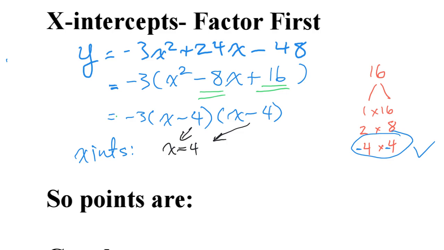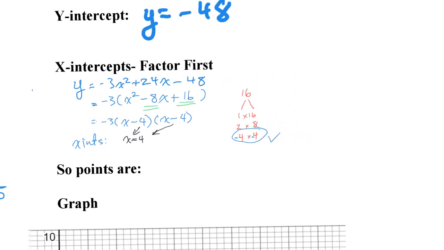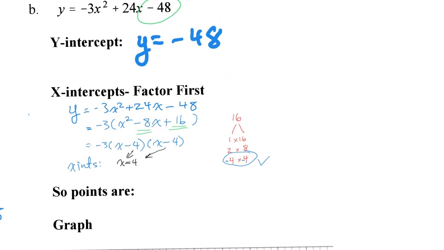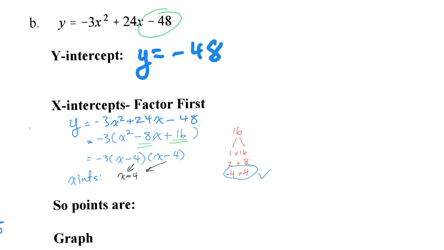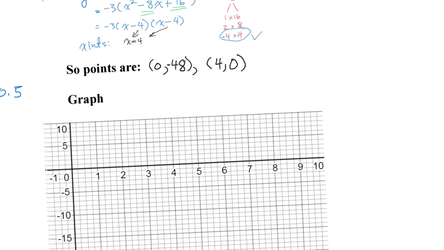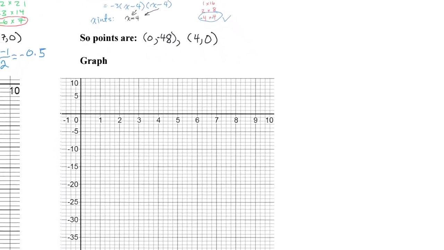But first, we have to identify all the points that we've got for our graph. Remember, we had y equal to negative 48, and for our graph, we also had x equal to 4. So for our y-intercept, we've got 0, negative 48, and for our x-intercept, we've got 4, 0. Those two points are all we have for our equation. So let's take that information and put it onto our graph and see if we can make some sense of this.